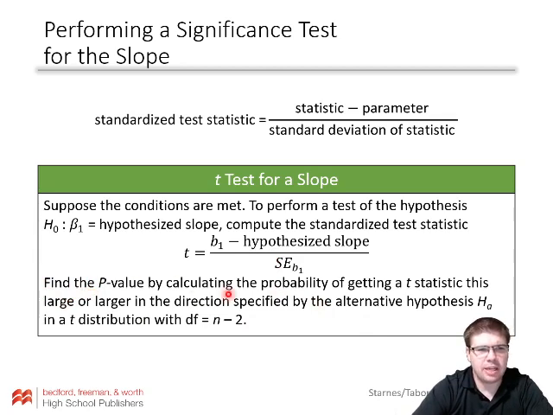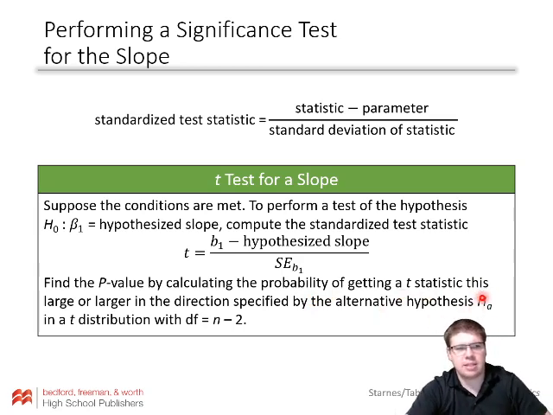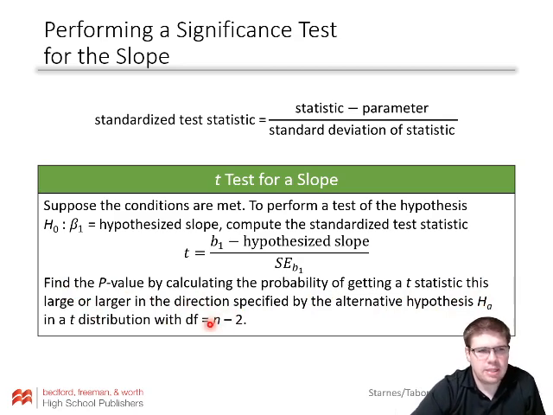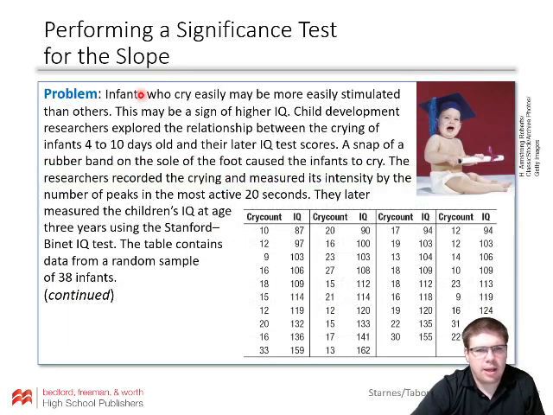Find the p-value by calculating the probability of getting a t statistic this large or larger in the direction specified by the alternative hypothesis, H sub a, in a t distribution with degrees of freedom equal to n minus 2. So, example problem here, we're going to go through the full significance test.